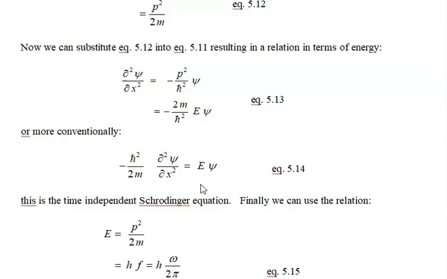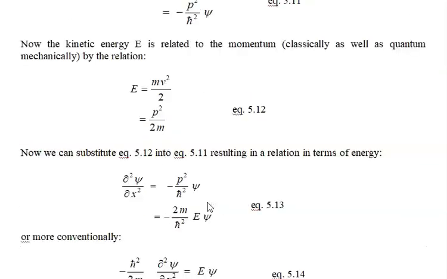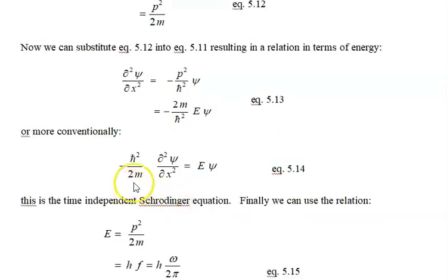So really we have done very little. We simply used the basic relationship for a wave and the de Broglie relationship, and we've been able to essentially derive the time-independent Schrodinger equation, and we generally write it in this form here by bringing the left side over to the right side.